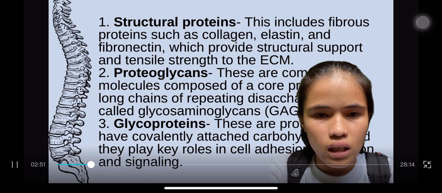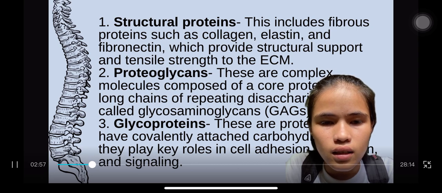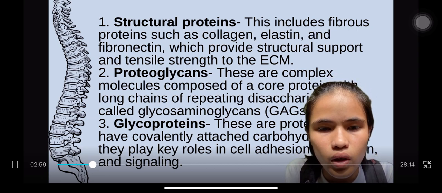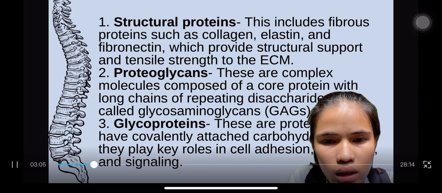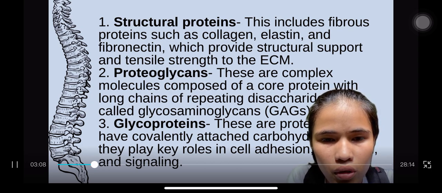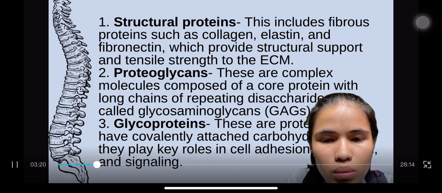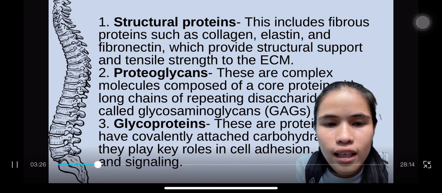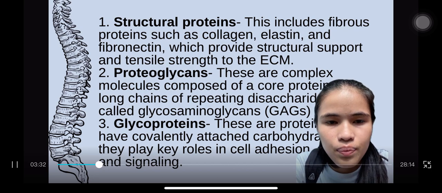while fibronectin plays a role in cell adhesion and signaling. Proteoglycans. These are complex molecules composed of core proteins with long chains of repeating units called GAGs attached. Proteoglycans help to maintain the hydrated, gel-like consistency of the ECM, and they also regulate the movement of molecules through the ECM. Examples of proteoglycans include decorin, aggrecan, and syndecans.